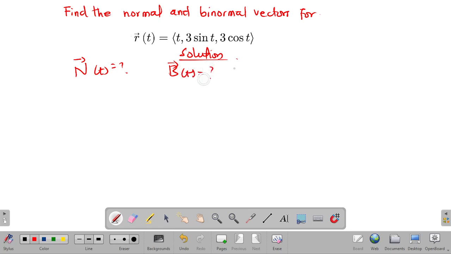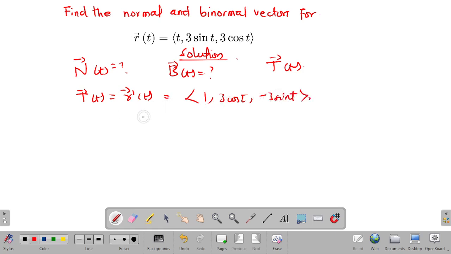We don't know them yet. But remember that for the normal vector we need our tangent vector. Therefore, we find the tangent vector first, which is the derivative of our vector. So that's going to give us the derivative of t, which is 1, the derivative of 3 sine t, which is 3 cos t, and the derivative of 3 cos t, which is negative 3 sine t.